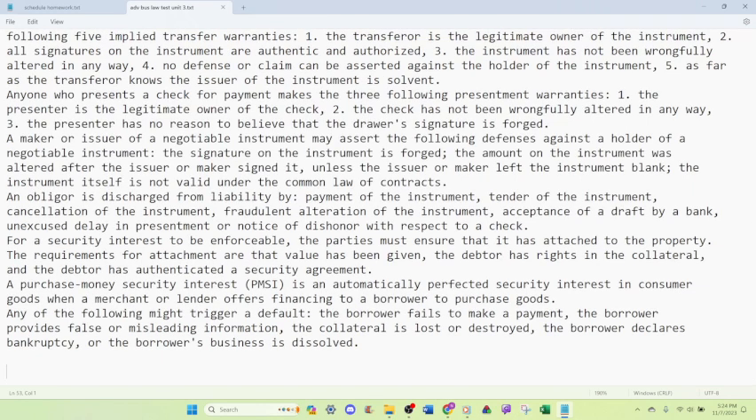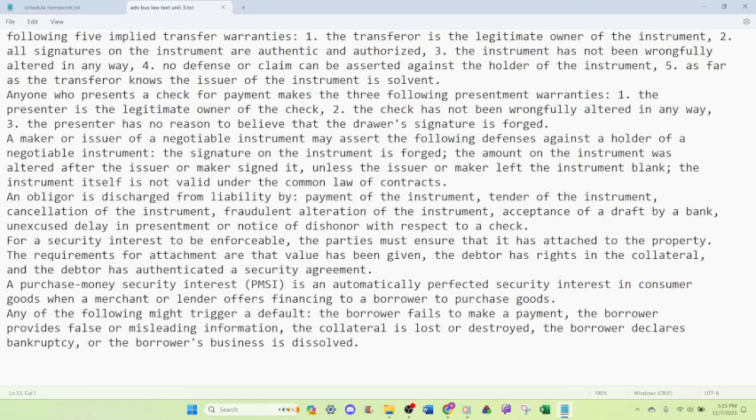Anyone who presents a check for payment makes the 3 following presentment warranties. The presenter is the legitimate owner of the check. The check has not been wrongfully altered in any way. The presenter has no reason to believe that the drawer's signature is forged.